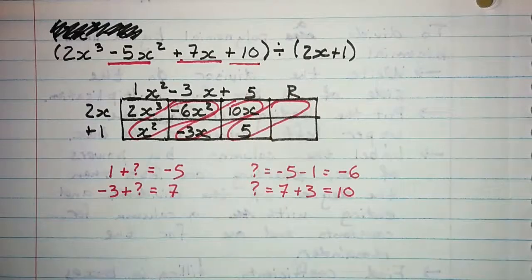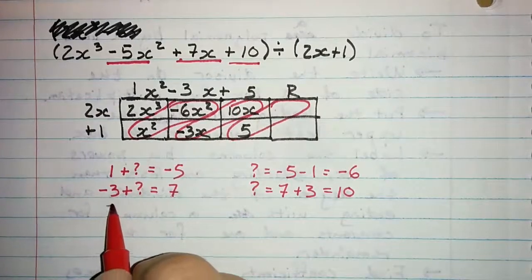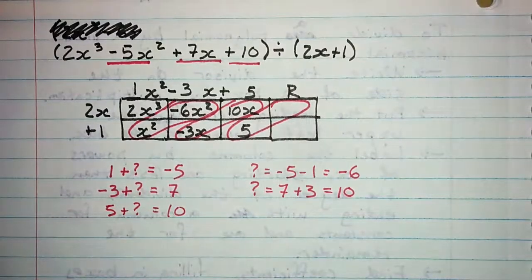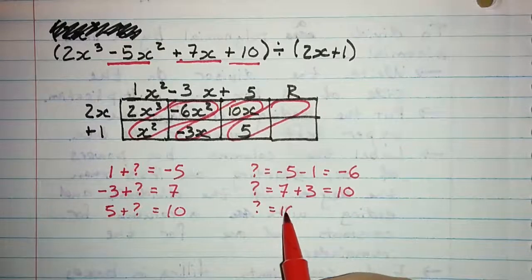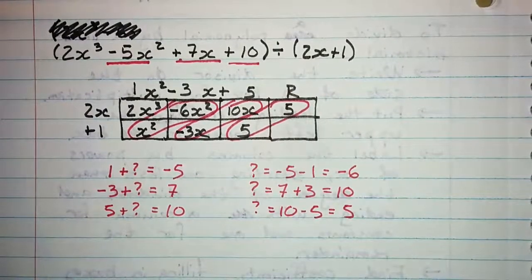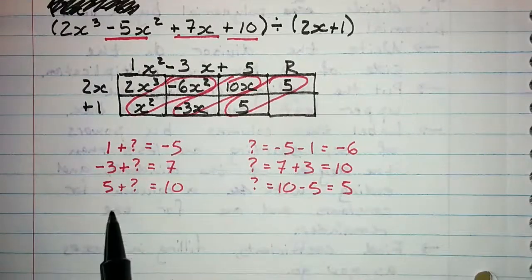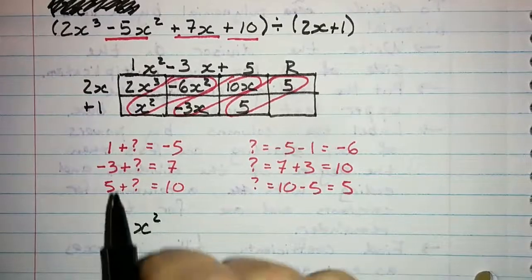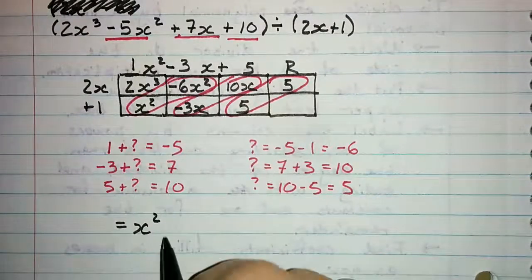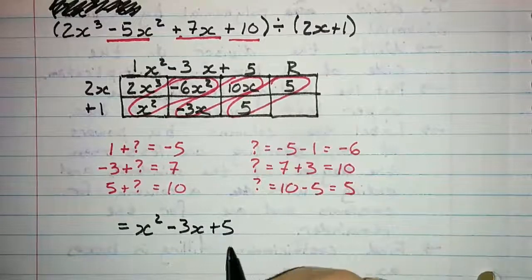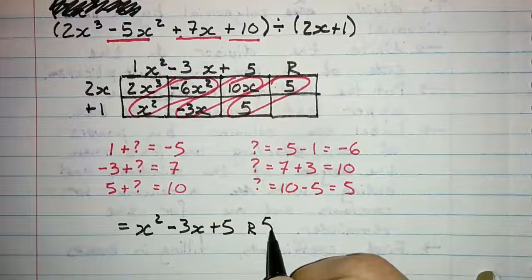Down this last diagonal, I need to get positive 10. 5 plus what is 10? Well, 5 plus 5 is 10. Right, 10 minus 5. So my remainder will be just 5. My answer then, I have x squared, I don't need to write in the coefficient 1, minus 3x plus 5, remainder 5.